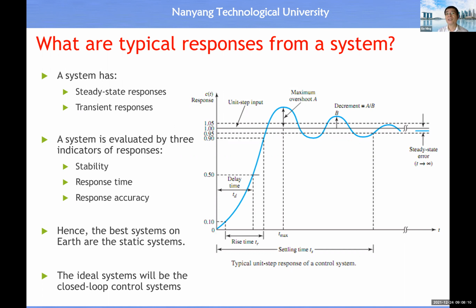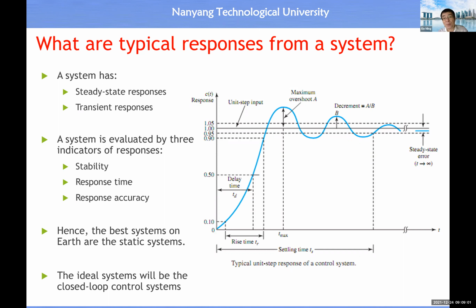Then how to judge whether a system falls into the category of unstable, imaginary stable, or stable? We need these three criteria: one is stability, the second is response time, and the third is response accuracy. These are the three indicators which help us to measure or characterize the output from the system. Then from the design point of view, we could design closed loop control systems, feedback control systems, etc. Based on the type of output, we may have an idea about what the best system should be.